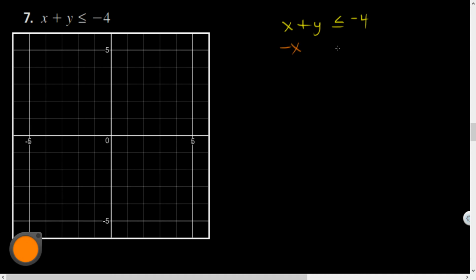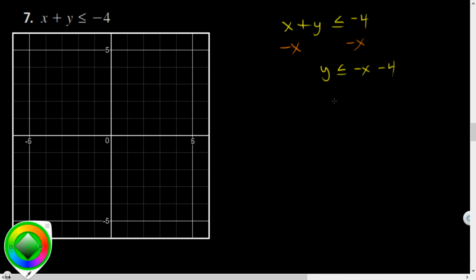So let's move that x. And I've got y is less than or equal to negative x minus 4. Question, what is the slope? Negative 1. What is the y-intercept? B is equal to negative 4.